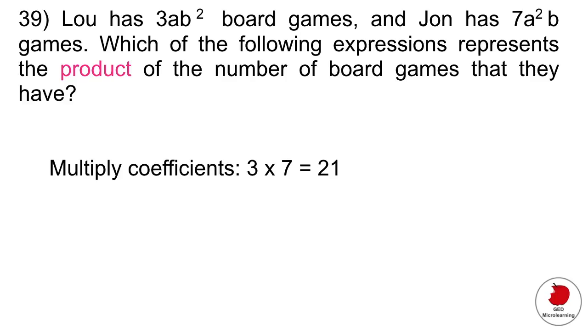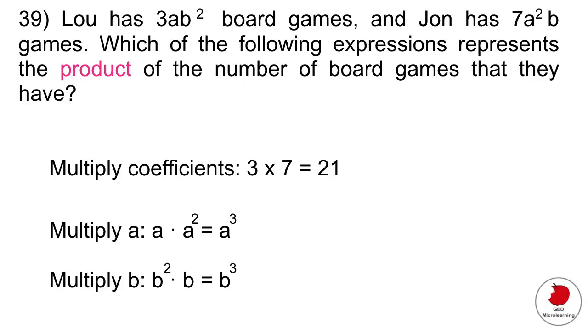So the coefficients are the numbers in front of the letters. So 3 times 7 is 21. Then you're going to multiply all the terms that contain an A. So A multiplied by A squared gives you A to the third. And then you're going to multiply all the terms with a B. Okay, so you would multiply B squared times B, which is equal to B to the third.